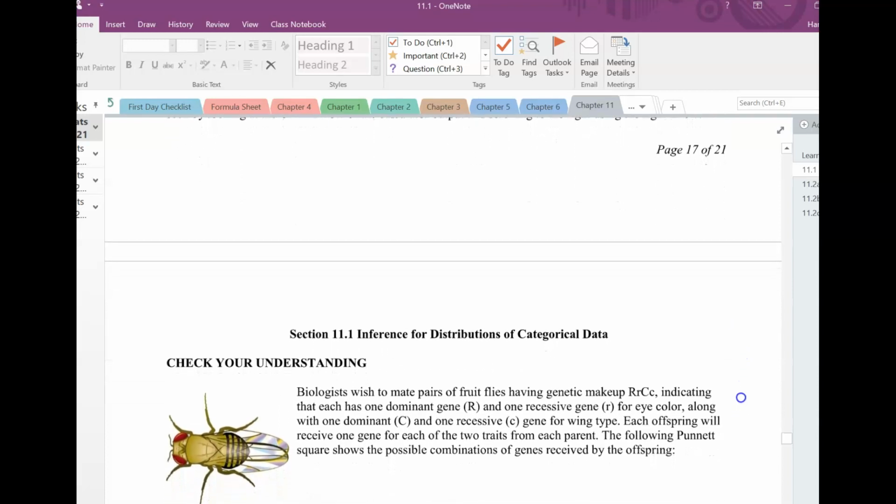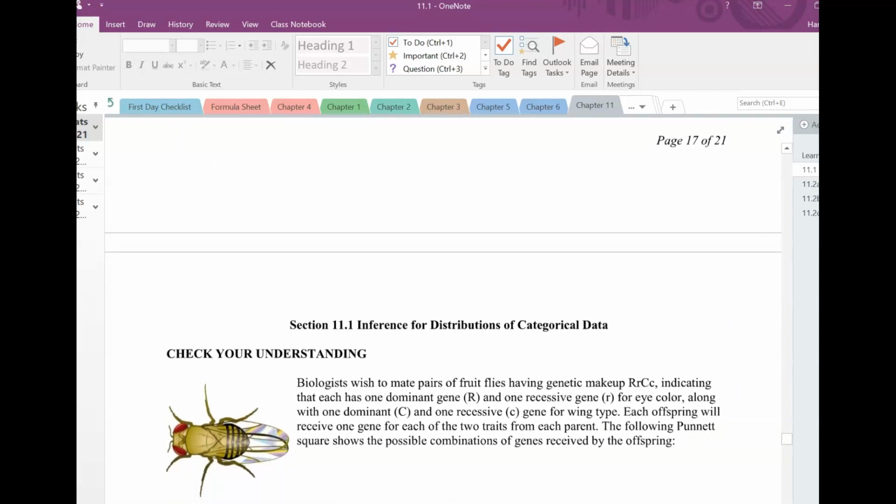On this next page, I would like you to go through this problem. So pause your video, give this problem a shot, and then come back to the video to check your answers.